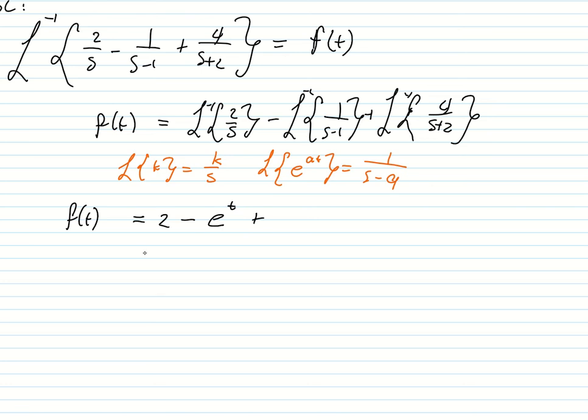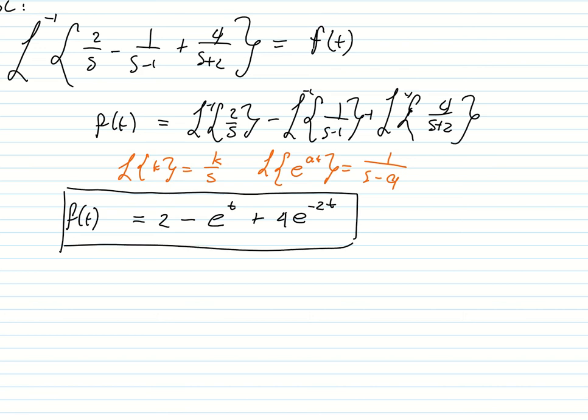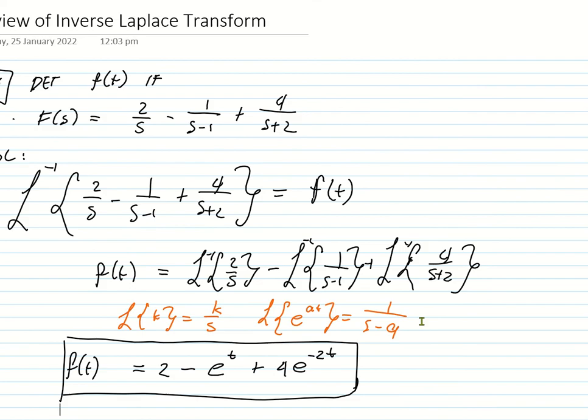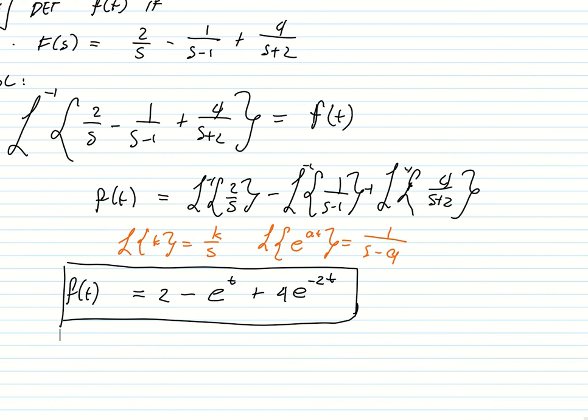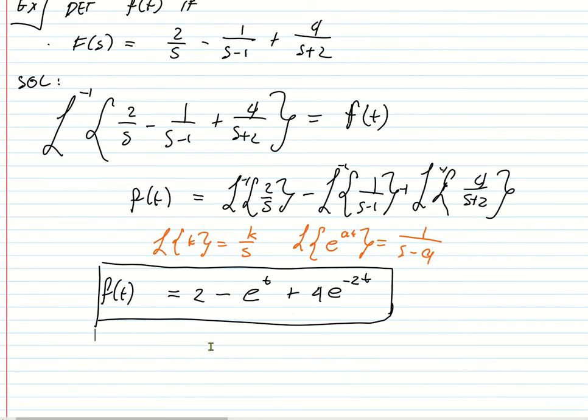And lastly, for that last part, you can just factor out that 4, then 1 over s plus 2. Here, your a is negative 2, so this will be e raised to negative 2 times t. So this is now the f of t of that f of s. That's how we take the inverse Laplace of a function to the t domain.